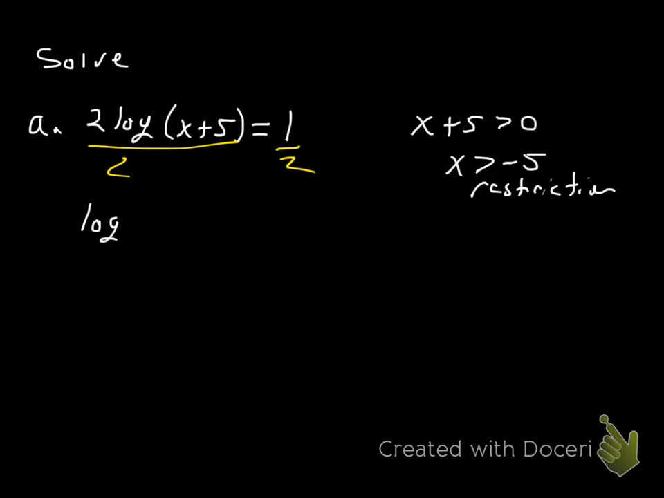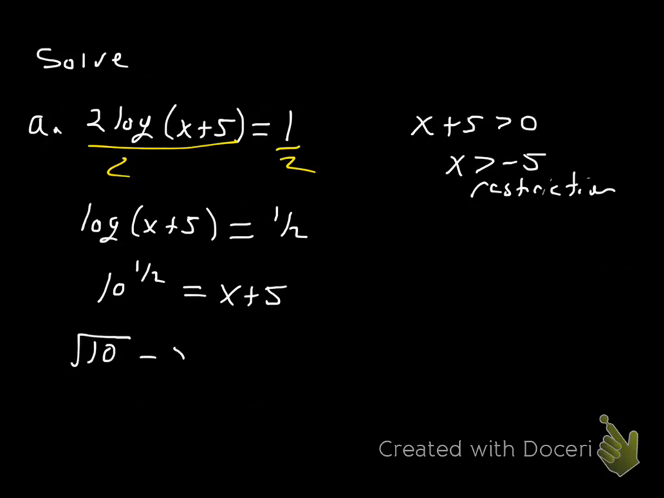Now we want to isolate the log, so we're going to divide both sides by 2. Then we'll have log of x plus 5 equals a half. We don't usually write the base for just log, but it's understood that the base is 10. So it'll be 10 to the 1/2 power equals x plus 5, and that's just rewriting in exponential form. That's the same thing as square root of 10. Then we'll subtract 5 from both sides, and that's going to equal x.